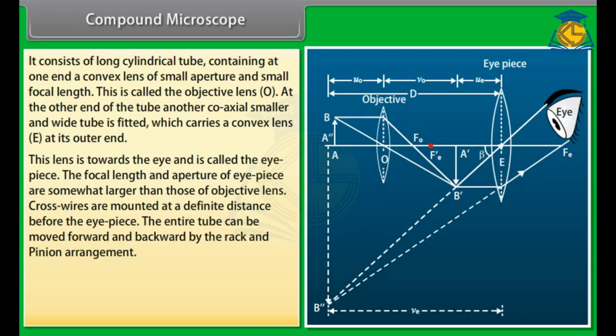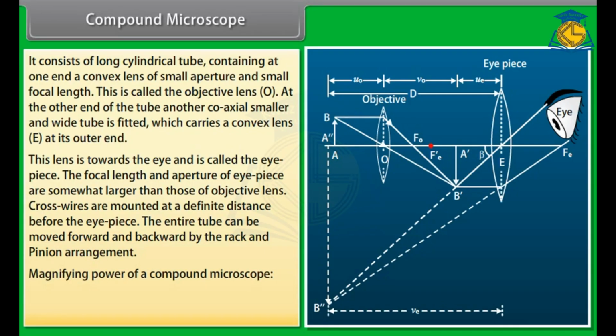The focal length and aperture of the eyepiece are somewhat larger than those of the objective lens. Cross wires are mounted at a definite distance before the eyepiece. The entire tube can be moved forward and backward by the rack and pinion arrangement.